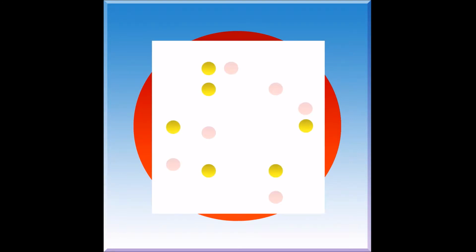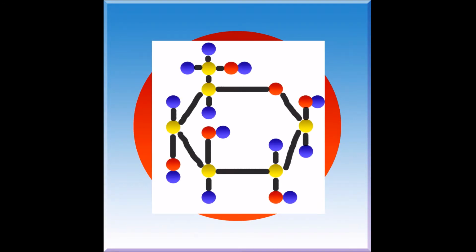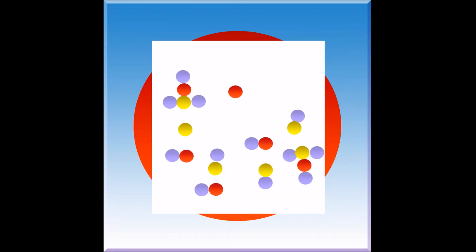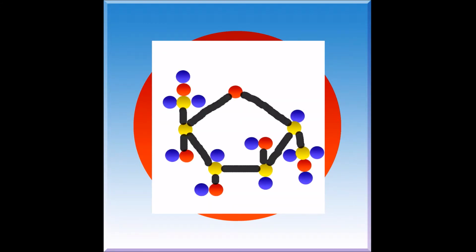Similarly, yellow is carbon, red is oxygen, blue is hydrogen. That was galactose. This is an example of a fructose molecule. Fructose molecules are a bit different because of their pentagonal shape, however they have the same properties.